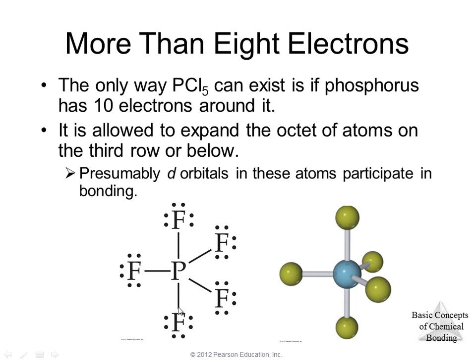Some atoms can have an expanded octet. You have to be in the 3rd energy level or below. If you remember with your quantum numbers, there's no such thing as a 2d orbital, but there is such a thing as a 3d orbital. Phosphorus sometimes can have an expanded octet. Notice here phosphorus has 10 electrons on it. So if you have more than 8 electrons, those have to spill into empty d orbitals, and there is such a thing as a 3d orbital, and this expands the octet for phosphorus.